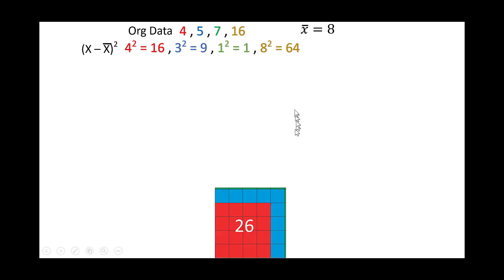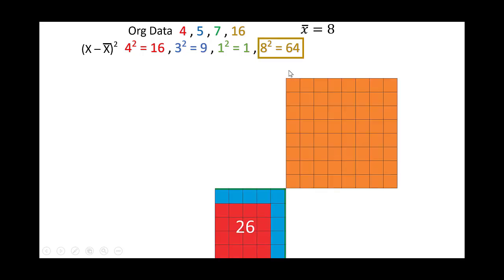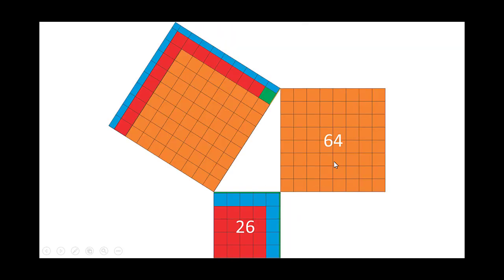Bring the 26 down. Our next value is 8 squared. 8 squared gives us 64. And that's a pretty good size. And then we take 26 and 64, add them together, and we get something like this. That gives us a value of 90.